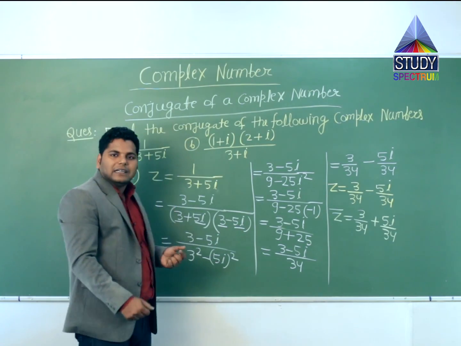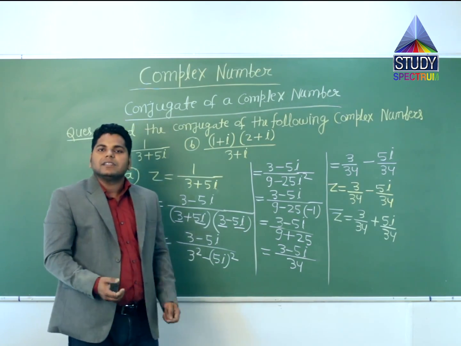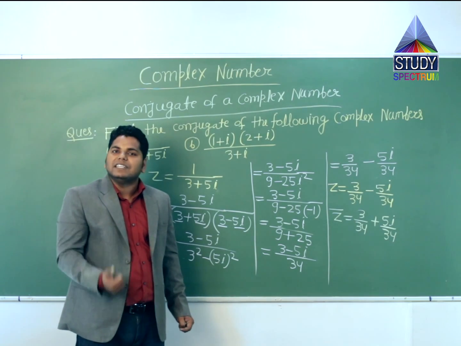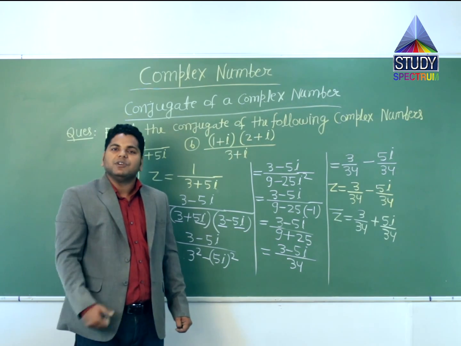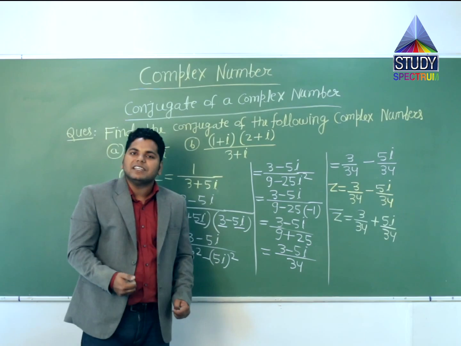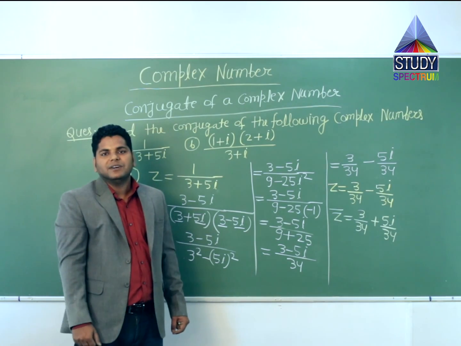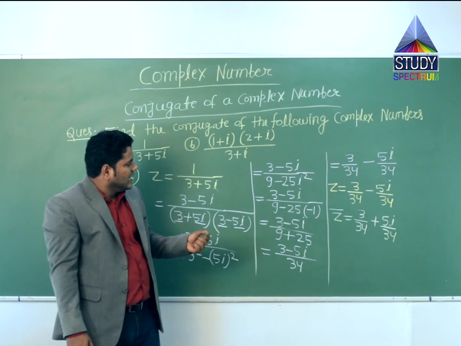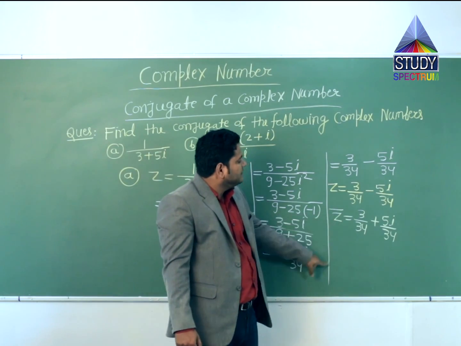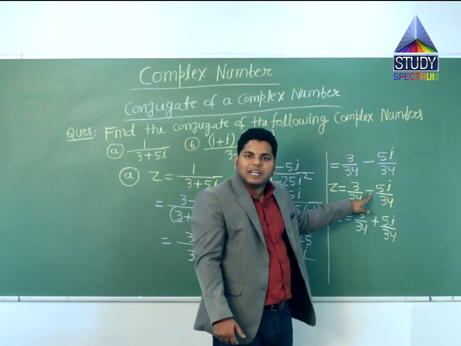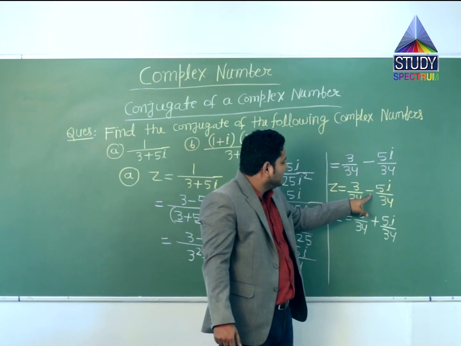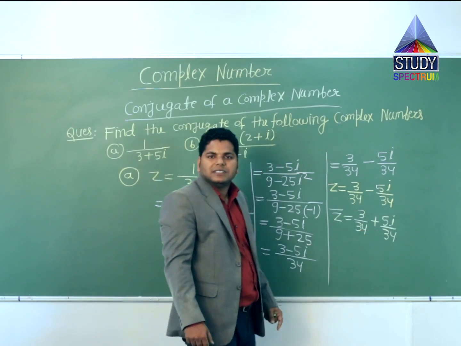So all we are doing here is converting the given complex number into the standard form of a complex number, and we know that the standard form of a complex number is z equal to x plus iy. Okay, so we have done this, and to find z bar we have changed the sign before the i term. Here it is minus, so we have put here plus.